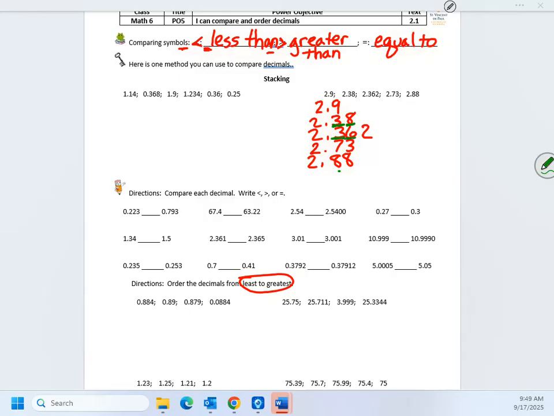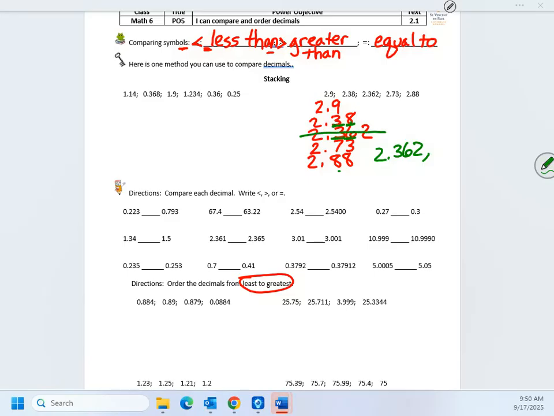Which one is the smaller number? Gigi? 2.38 or 2.362? So that 6 we know is smaller than the 8, right? So it's 2.362 is our smaller number, because 6 is smaller than the 8.